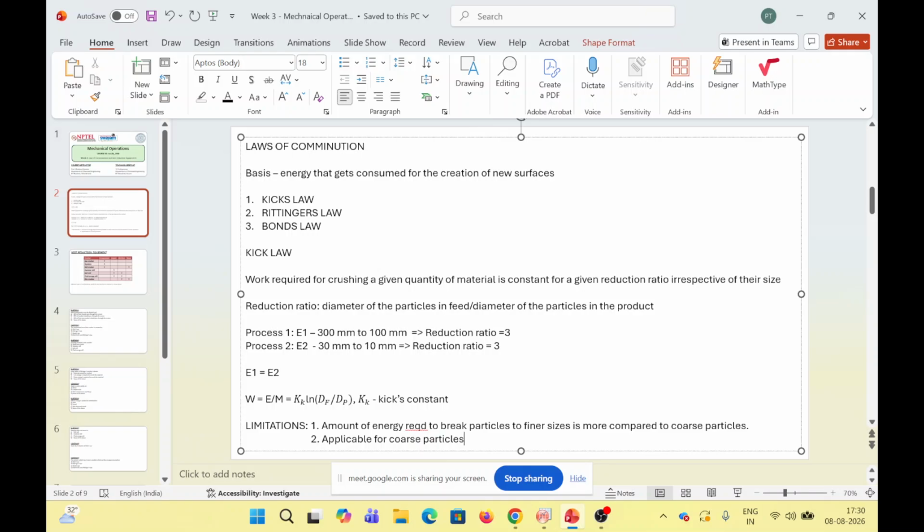Now, since there is a limitation, other laws have been proposed to overcome this. That's how Rittinger's law was developed. Rittinger's law states that the work you put in for this reduction is directly proportional to the new surface that is getting created in the process.